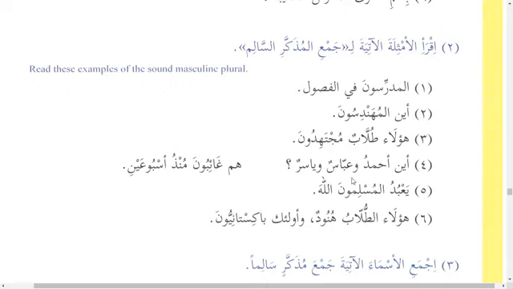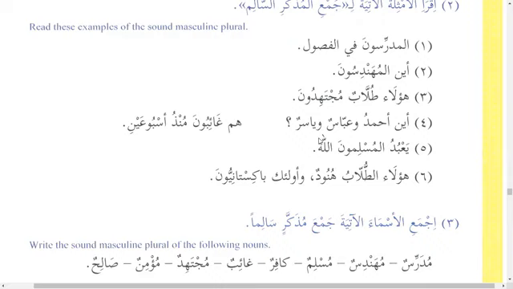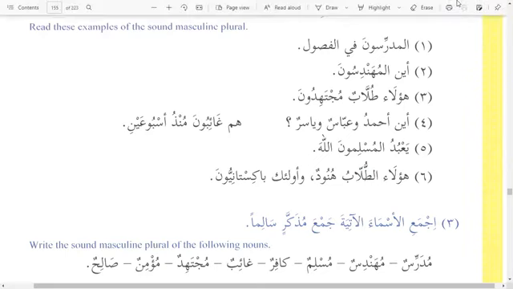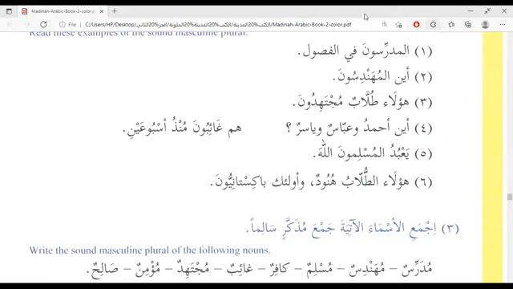Aina Ahmadu wa Abbasun wa Yasirun. Where are Ahmad, Abbas, and Yasir? Now again we can see here that Ahmad, Abbas, and Yasir, all of them are proper nouns. Hum, okay, please try to break this out. Hum ghaibuna, they are absent, mundhu usbu'ayn, since two weeks.